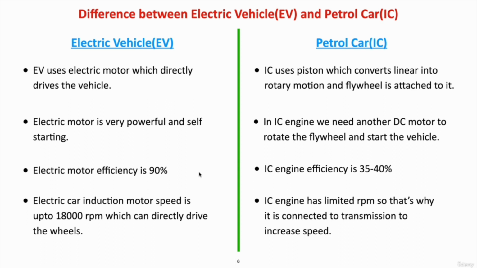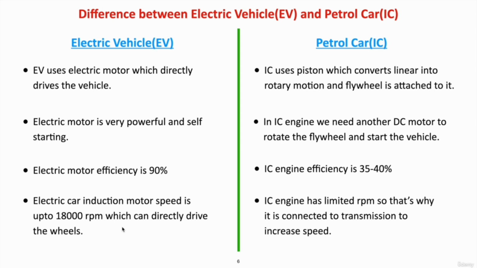Electric motor efficiency is 90%, whereas IC engine efficiency is only 35 to 40%. This is because a majority of energy is lost in the conversion of linear into rotary motion. So a majority part of the energy is lost here, whereas in an electric motor there is no such energy conversion, so we save a lot of efficiency here.